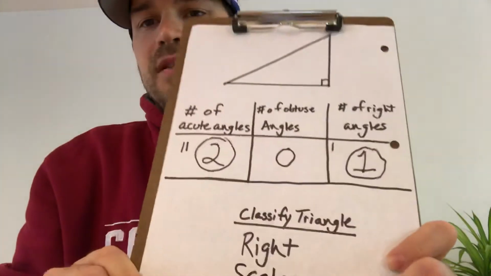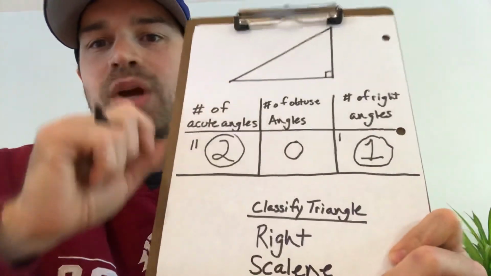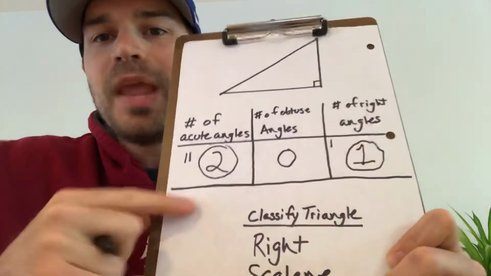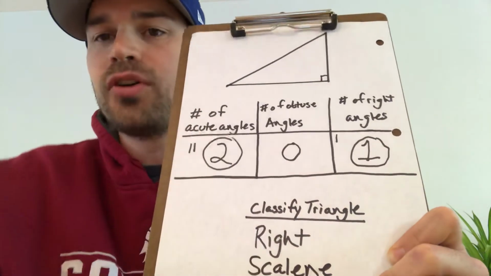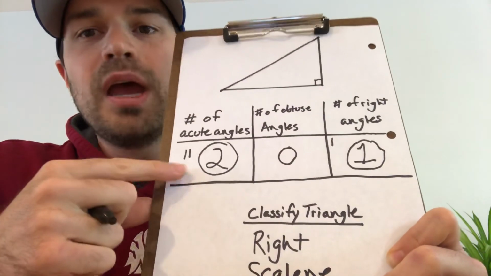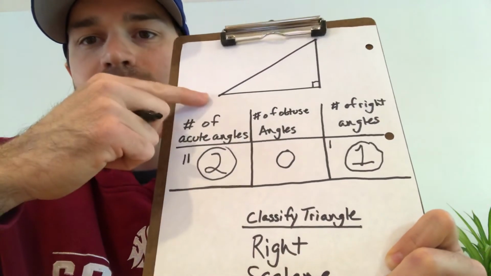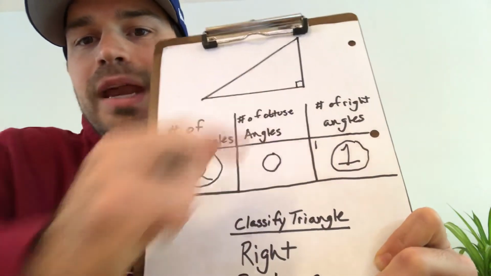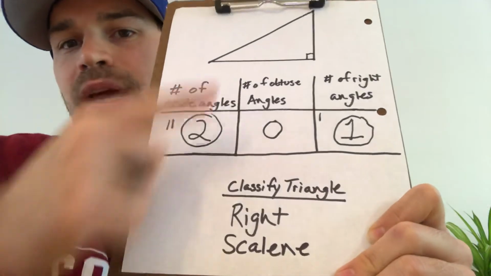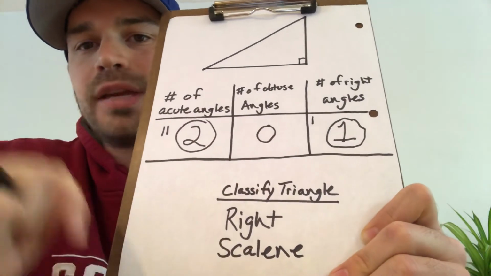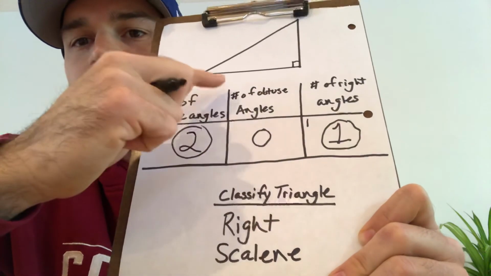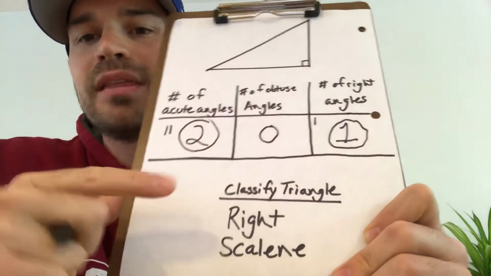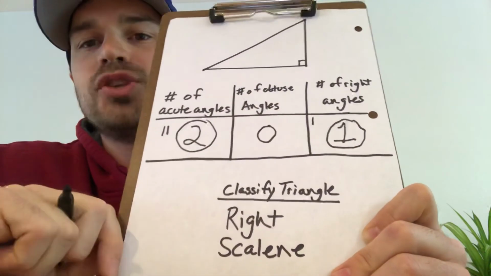So by the end of this, we have identified that this triangle has two acute angles, this angle and our angle at the very top. It has no obtuse angles, angles that are greater than 90 degrees. Oh, quick reminder, an acute angle is less than 90 degrees, so this is less than 90 and this is less than 90. And we have exactly one right angle. Therefore, since it has one right angle, it's a right triangle. And since it has no sides that are equal in length, it is a right scalene triangle.